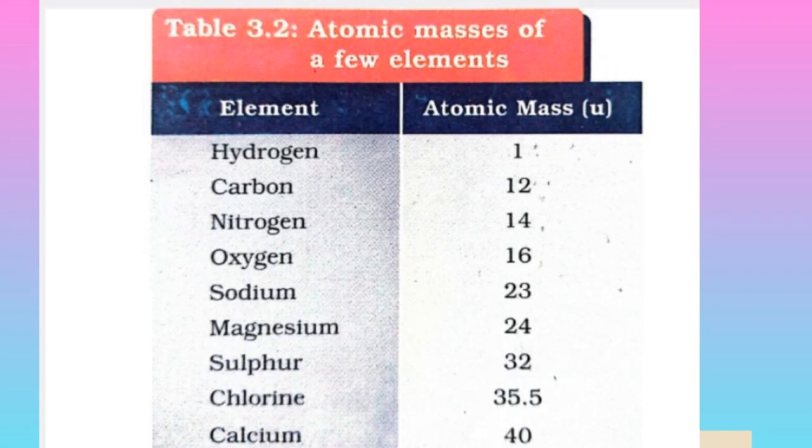In this table you can see the atomic masses of a few elements. First is hydrogen, it's 1, that means it's 1 by 12th of the mass of a carbon-12 isotope. Carbon-12, that means 12 by 12. Nitrogen is more than that, 12 plus 2, that is 14. Oxygen 16, sodium 23, magnesium 24, sulfur 32, chlorine 35.5, calcium 40.